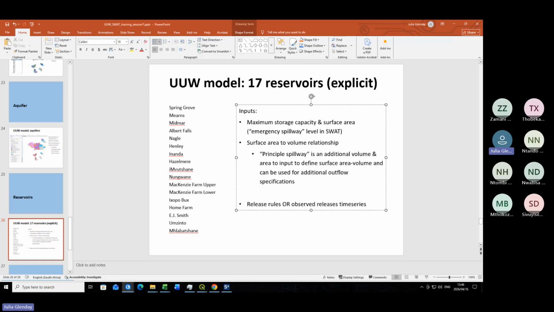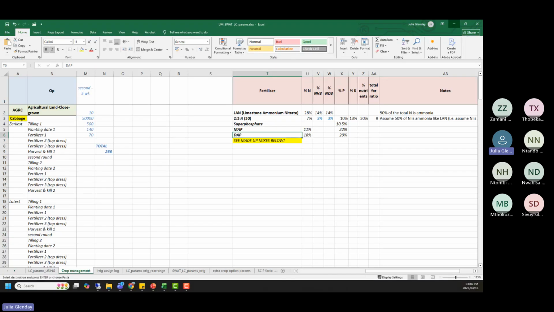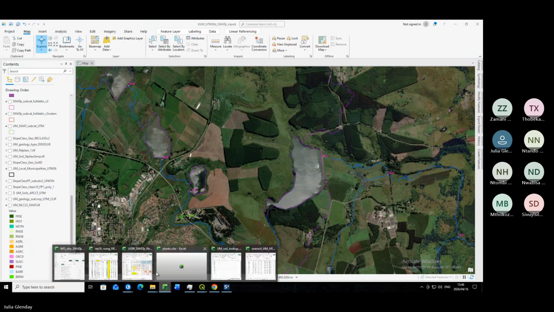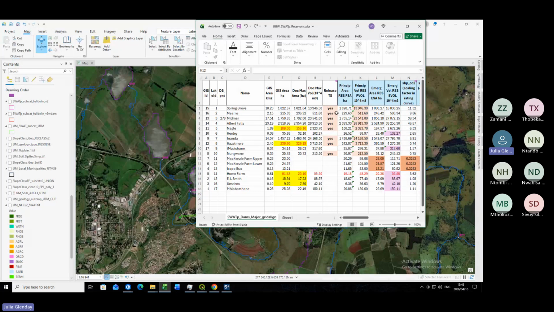Actually, let me put the table up of which ones have outflow data for the reservoirs. Okay, so I've released time series for Nungwan, Hazelmere, Inanda, Nagle, Albert Falls, Midmar, Mearns, and Spring Grove. I have a time series of how much outflow there was from the dams for every day from either DWS or UW.